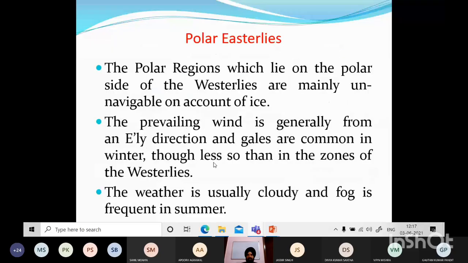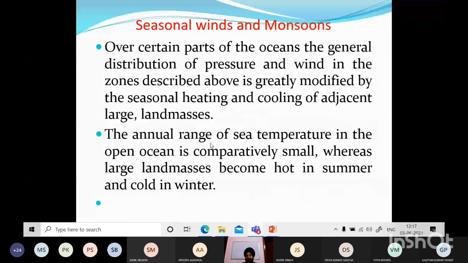So that is your wind pattern up to the westerlies. Polar easterlies are not much of a concern because there is not much navigation. So, seasonal winds and monsoons. Now, a question also comes on this, right, since monsoons affect our country more. So we should know.